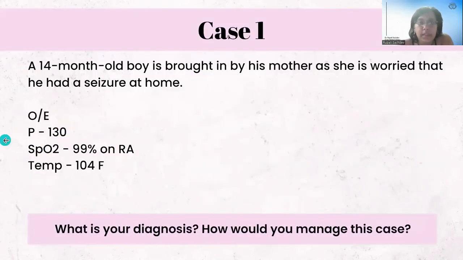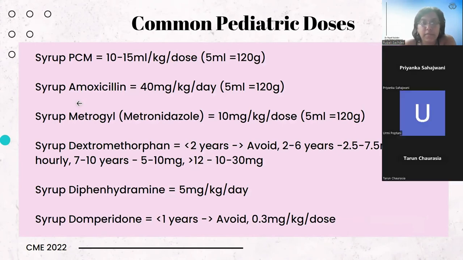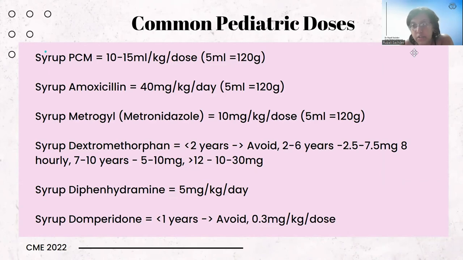Right? Okay. Last slide, basically as I had mentioned before. These are some doses that you need to know in general, because you might be seeing children in your day-to-day practice. So you should know what is the dose of paracetamol, amoxicillin, metrogyl, dextromethorphan, diphenhydramine, and domperidone. These are very common complaints that children would come with. Fever, obviously, we've already covered. Infections and nausea and allergic reaction, things like that. So do refer back to this slide if you ever come across pediatric patients that require treatment.